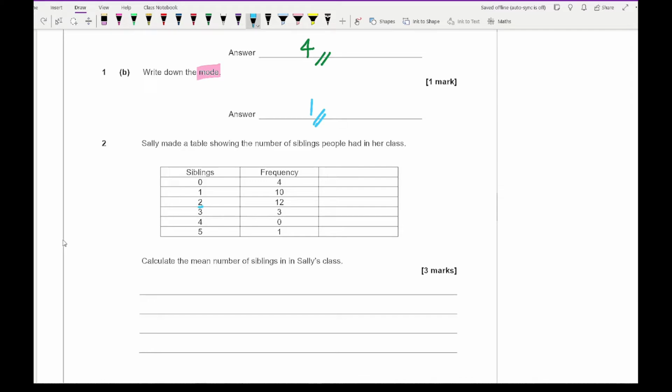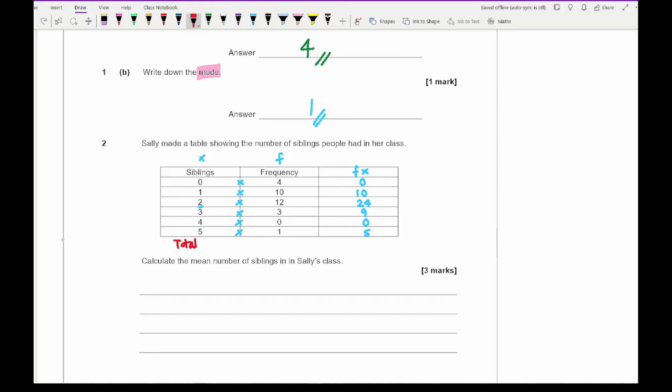Now for this, I first need to create an fx column, which is why they've given me this extra column. I create an fx column by simply multiplying the first column and the second column numbers together. So 0 times 4 is 0, 1 times 10 is 10, 2 times 12 is 24, 3 times 3 is 9, 4 times 0 is 0, and 5 times 1 is 5. The next thing for me to do is to work out a total. I need to do a total for both of those two columns, so let's write total here.